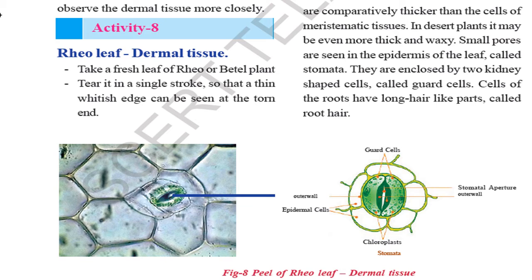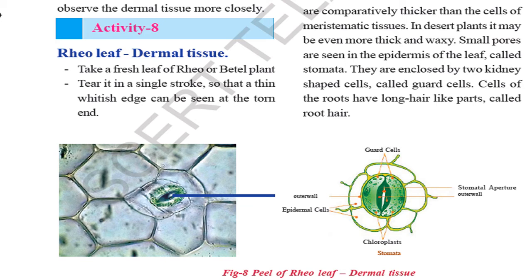Take a fresh leaf of Rio leaf or betel leaf. Betel means pan. I think your grandparents eat it, isn't it? Tear the leaf in a single stroke, one single light upper part of it. Take a thin whitish edge, which can be seen at the torn end.